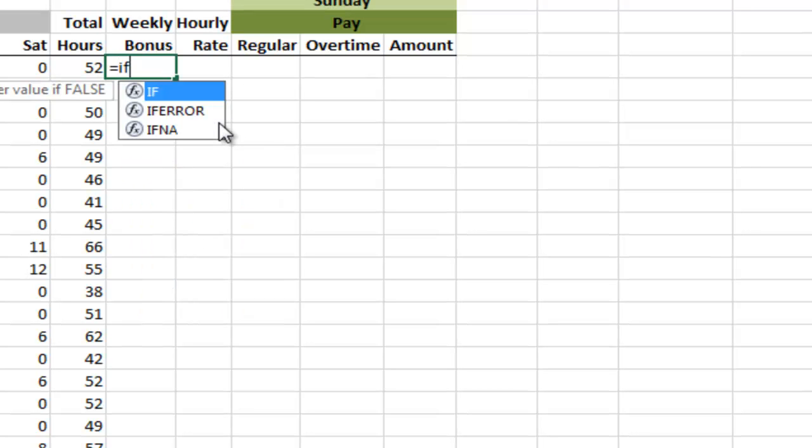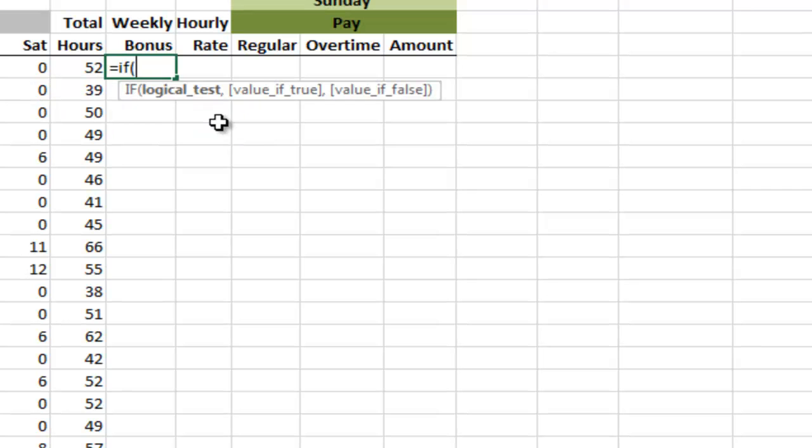Equals IF, open parentheses. If the pay grade is not equal to, and that's the less than, followed right behind that with the greater than symbol. So if the pay grade is not equal to N, so that'd be double quote N, double quote, comma. Okay. So we know they're eligible for the bonus. Their pay grade makes them eligible. So now we have to check to see if they've got the 50 hours.